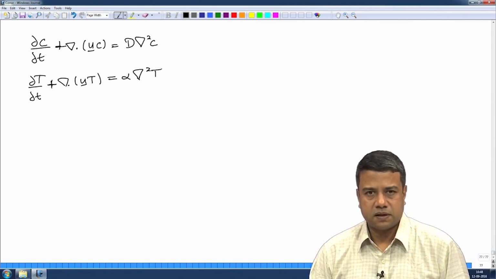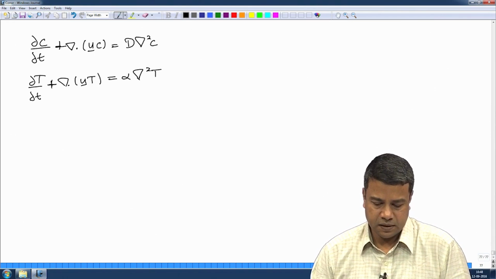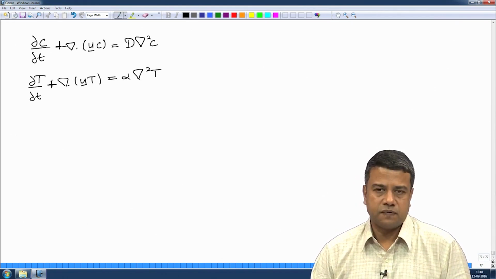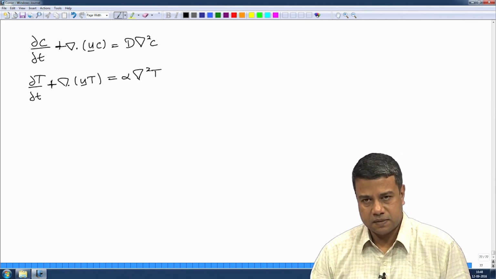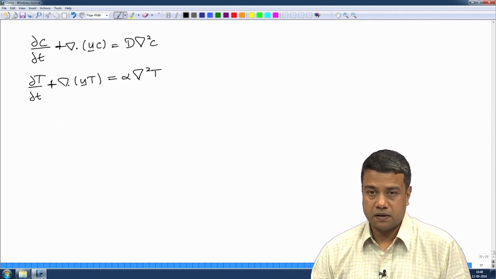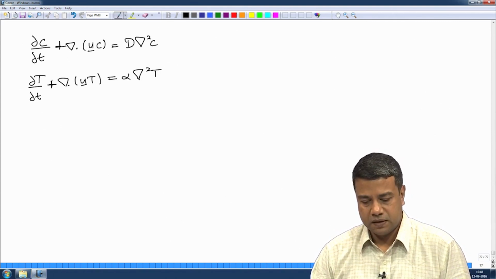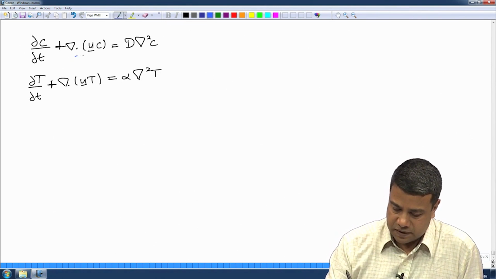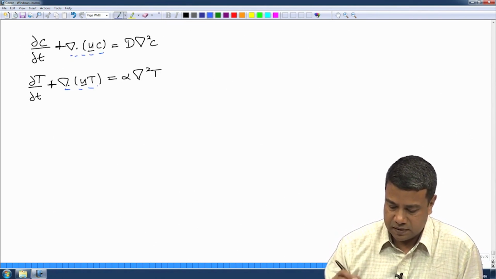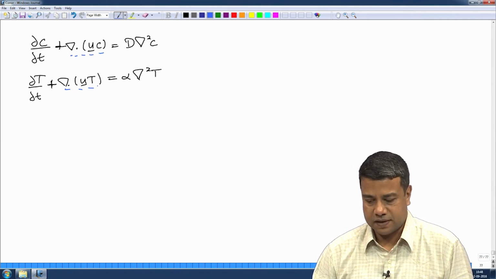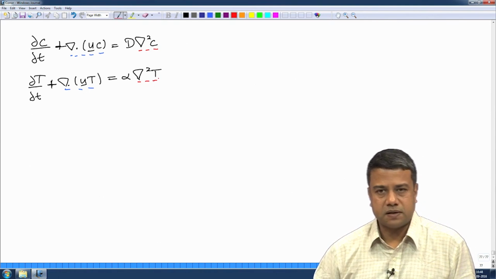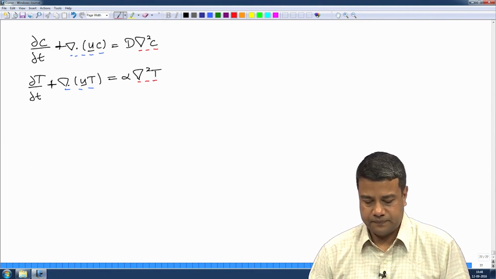Where alpha is the thermal conductivity, and both of these are valid when the diffusion coefficient or the thermal conductivity and the specific heat are independent of position. All of these have a common structure. There is the divergence of the velocity times the concentration, or the velocity times the temperature on the left side, and the Laplacian of the concentration, the Laplacian of the temperature on the right side.